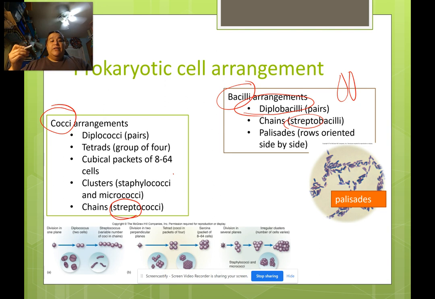Okay. The last one is unique to bacilli, and we call that the palisades. Okay. These are rows that are oriented side by side. So if you look at the picture, I have several different rows of bacillus, but they're literally side by side. They're right next to each other. So that isn't a chain of them like a necklace with really elongated beads. And it isn't in pairs. This is kind of a cluster, almost like you have trains right next to each other. So that would be the palisades.